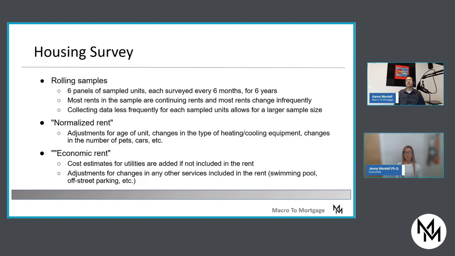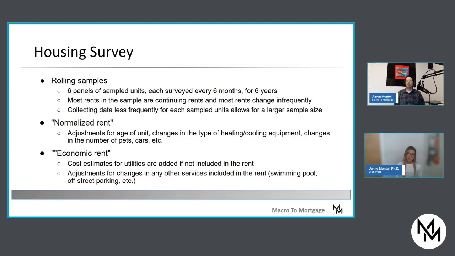And that's because most rents in the sample are continuing rents. They're not new rents. And so the rent paid doesn't change very frequently. And so collecting the data less frequently also allows for a larger sample size. So that's great. Okay, now here's where we get into some of the adjustments that Aaron was talking about.